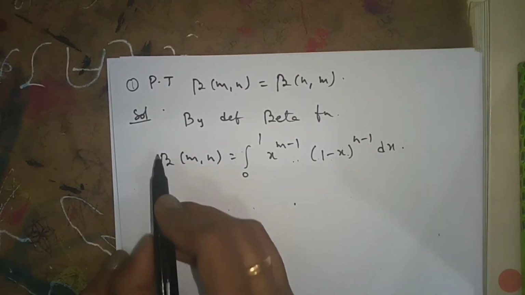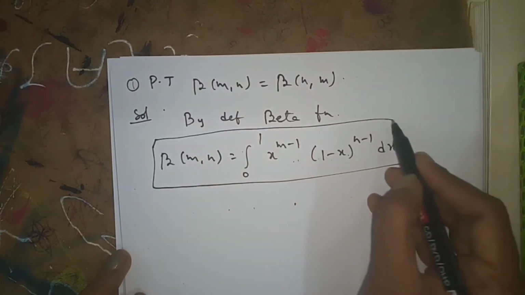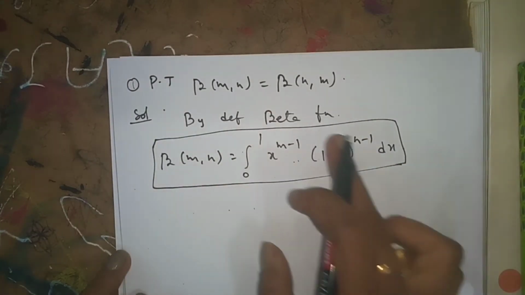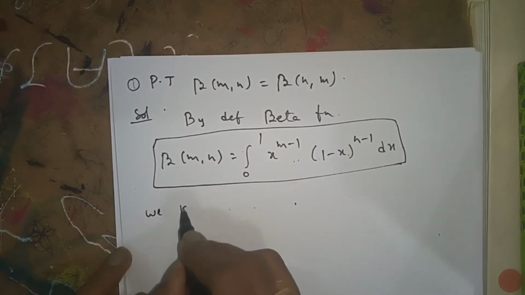This is the definition of beta function. Using this definition, I will tell you what we are going to do. By the definition of beta function, we wrote the definition. And we know one formula from intermediate.